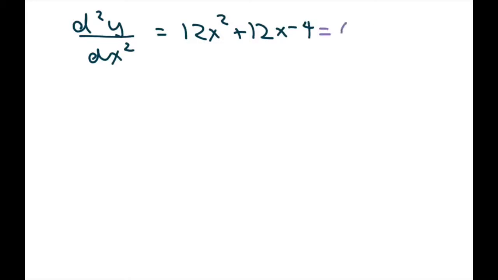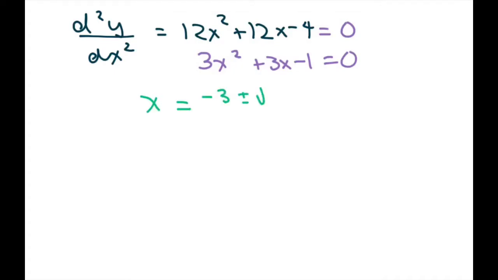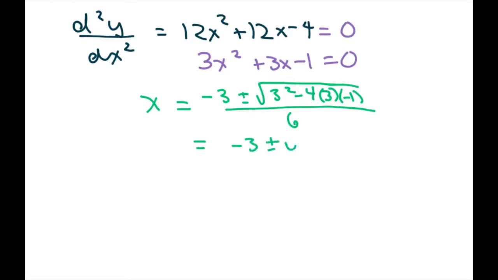Now set this equal to 0, and I can divide everything by 4, so I can reduce this to 3x squared plus 3x minus 1 equals 0. Obviously, this is not factorable, so we have to use our quadratic formula. So that's going to be negative 3 plus or minus the square root of 3 squared minus 4ac, all over 2a. So 2 times 3 is 6. So this gives you x equals negative 3 plus or minus the square root of 21 divided by 6.